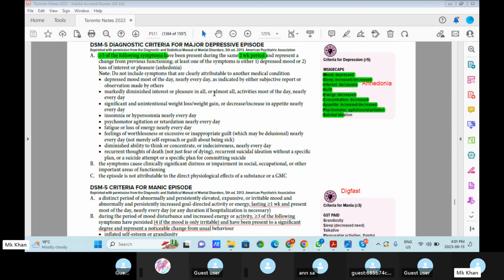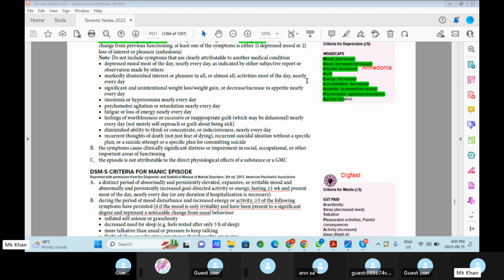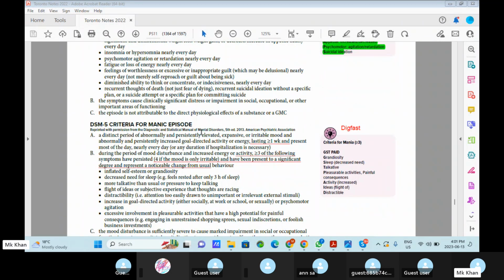Usually in the question stem, they write different symptoms, so we actually have to count them. Once 5 symptoms are present, the diagnosis can be made. It's pretty hard, but we have to remember this. And the symptoms must cause clinically significant distress or impairment in social, occupational, or other important areas of functioning. That is important: the patient's daily functioning is affected because of these symptoms.